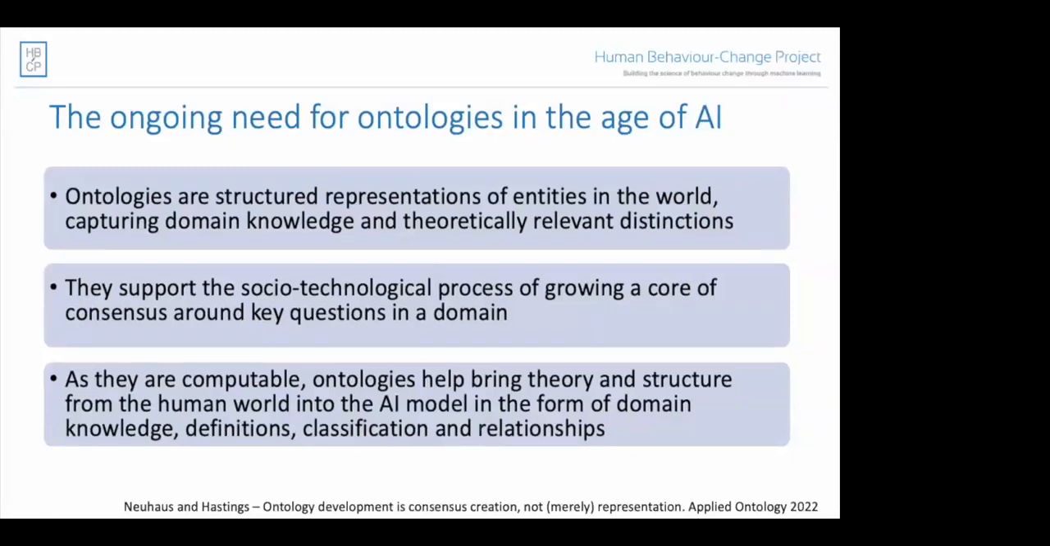And these consensus and theoretical discussions can then be used together with the data in order to better understand the overall implication of the data taken in this context. So these bring theory and structure from the human world into the AI model and allow us to provide this kind of coherent structure which maps back onto what humans are using and working with when doing research in the domain.